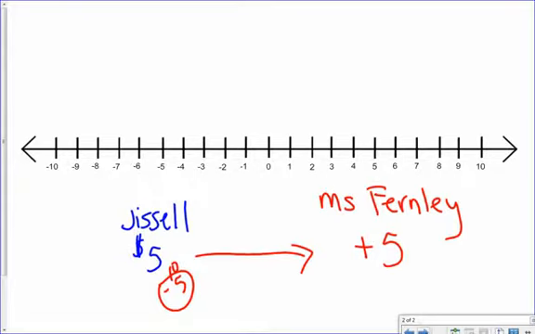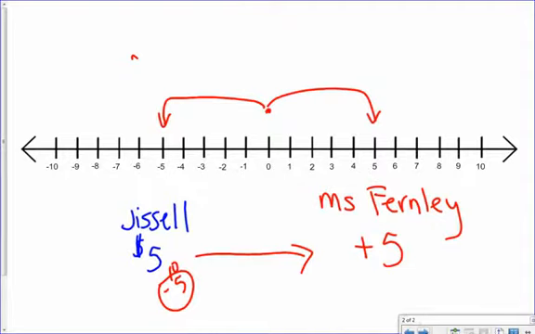So I'm going to take Giselle's money. So Giselle's going to start here. Let's say Giselle doesn't have any money, okay? But she owes me $5. So she's going to go this way because she owes Miss Fernley $5. And Miss Fernley, who didn't have any money for lunch either, is going to come up with $5 positive as soon as Giselle pays me my $5. Okay? So owing money is that.